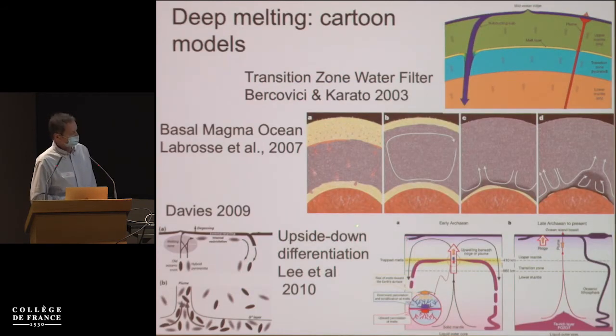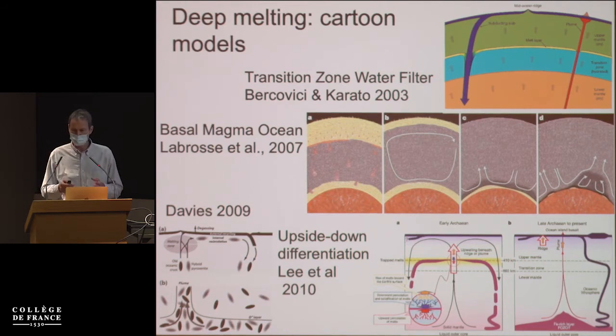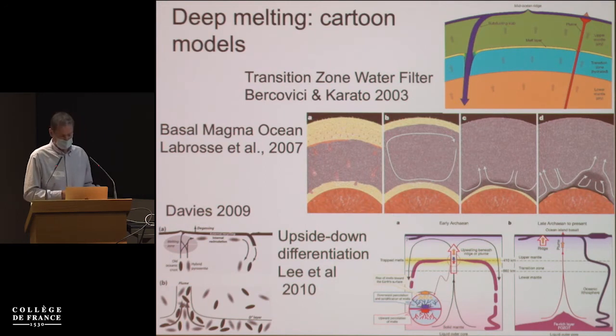And then there have been other concepts proposed for generating major element and trace element heterogeneity. There's the transition zone water filter, which is a way of trapping water and incompatible trace elements in the transition zone. The upside down differentiation idea is that in the early Earth, when the mantle was hotter, you could get partial melting deep in the mantle, particularly in the transition zone. And then you would have this internal differentiation that is not related to the formation of crust. Today we think of the formation of crust as being the main differentiation mechanism, but early on when it was hotter, you would have had other mechanisms potentially.